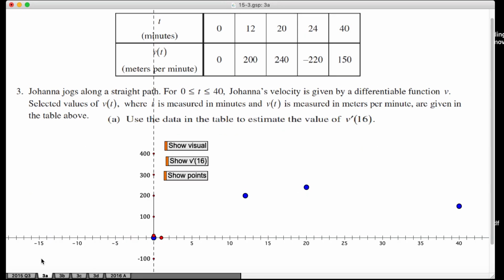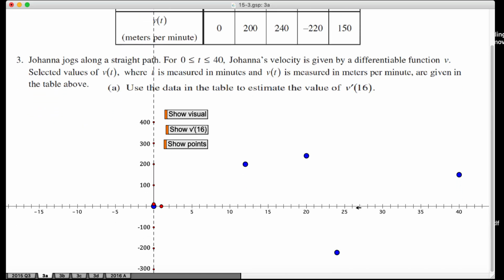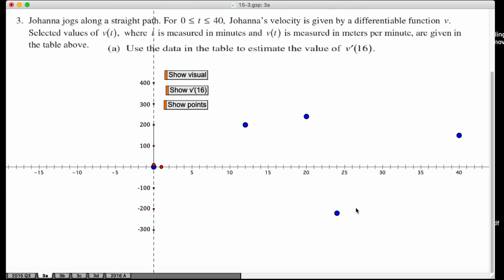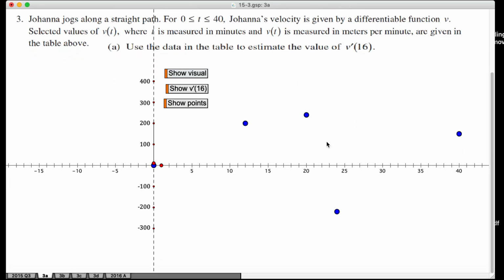So let's see what's going on here. What I did is I just plotted the points of the table. Time is always going to be on the x-axis. That's always the independent variable. And so I plotted those data points. Now, what does v prime mean? V prime is the slope of v. So we want to know the slope of this function at time t equals 16 minutes right here.